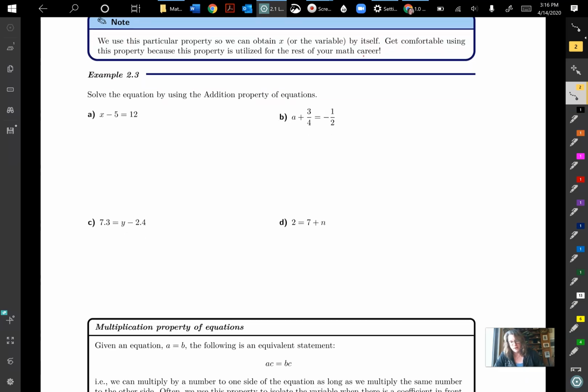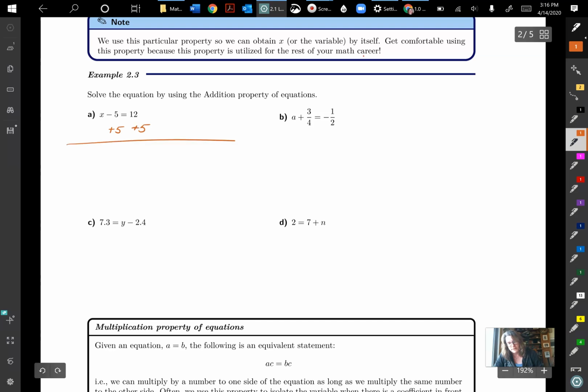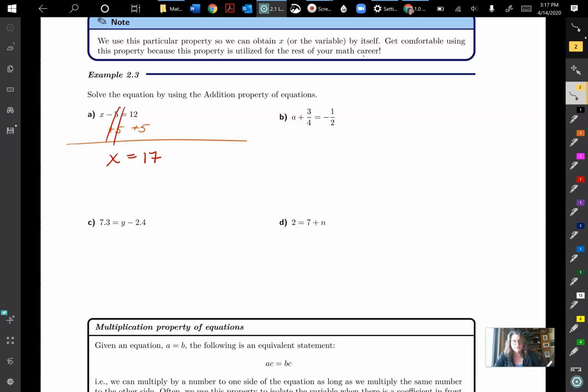Example 2.3, we're going to solve by using the addition property. So we have A: x minus 5 equals 12. So we're going to add 5 to both sides. This is how I tend to write it. And I put a nice long line under, if I use a line at all, just so it doesn't look like a division line. And then I usually show this way that those go to 0. -5 plus 5 is 0. So that leaves us with x equals 17. So I just perform the operation right there on the right hand side. So you can check back by plugging your answer in for x, and we can just do this one quickly in our head. 17 minus 5 is 12, so that is a solution.